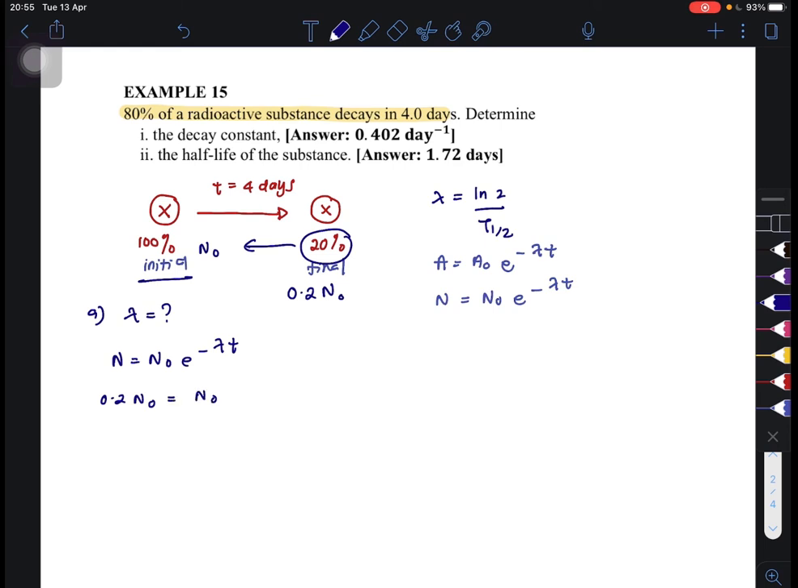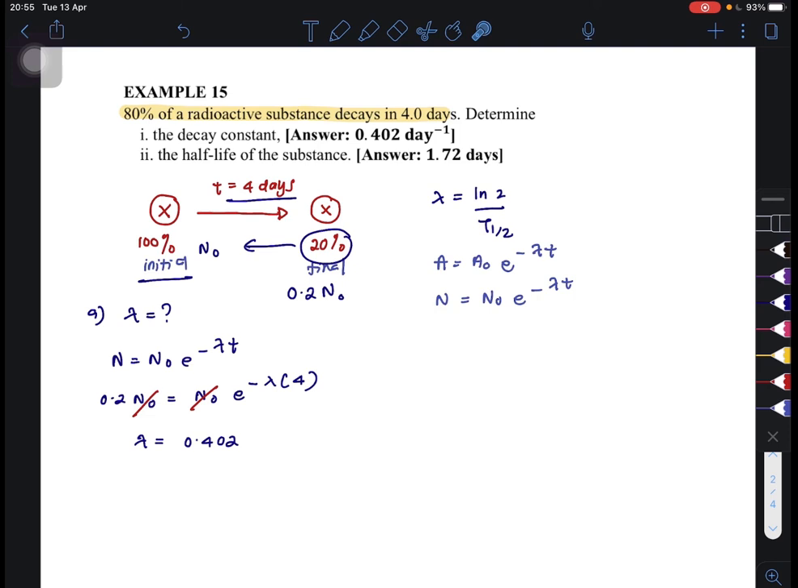And then initial value is just N naught because we are not given the exact value. And then negative lambda. Lambda is what we want. And then T is 4 days. Okay, so 4 days. Masukkan saja. So, this one we can cancel. So, lambda will be equal to 0.402.